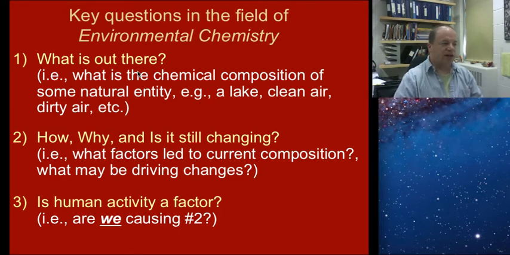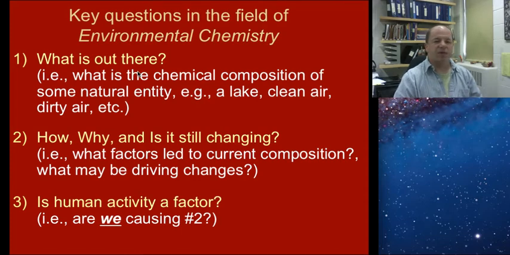The next question is, is it still changing? In other words, beyond the sort of processes by which the Earth evolved and came to be what it is today, are there things right now that are causing change in that chemical composition, like pollution, or maybe natural things like biological productivity of some kind?